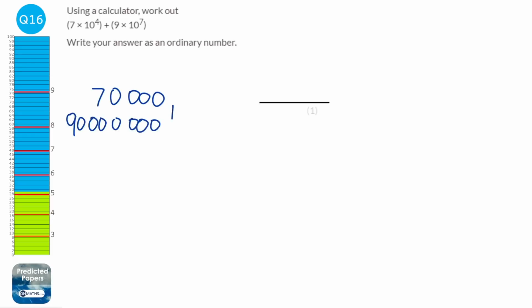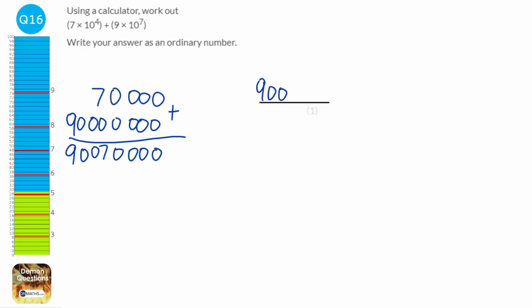And so when you add them together, you get 90,070,000. Now, if you have access to a calculator, if this is on the calculator paper, then you can just type it into your calculator.